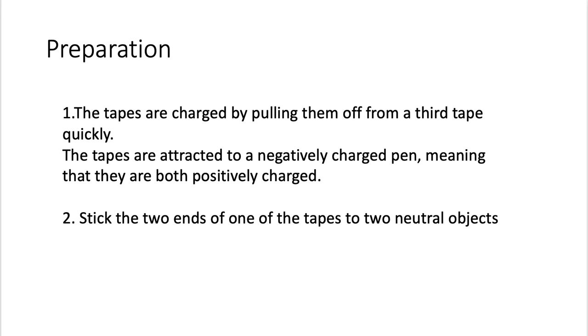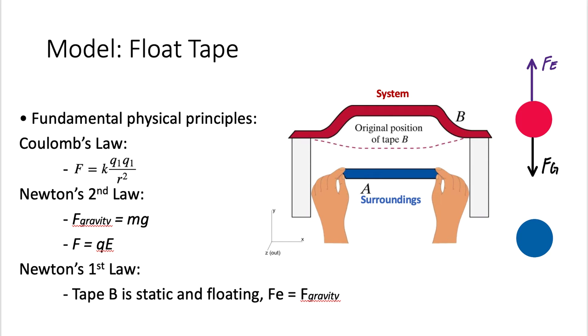And then we stick the two ends of one of these tapes onto two neutral objects, just as this figure shows. We're going to treat tape B, which is the tape that we stick on the neutral objects, as a system. And we're going to treat tape A as surroundings that provide charges to affect this system. To investigate the amount of charges on the tapes, we're going to use the following fundamental physical principles.